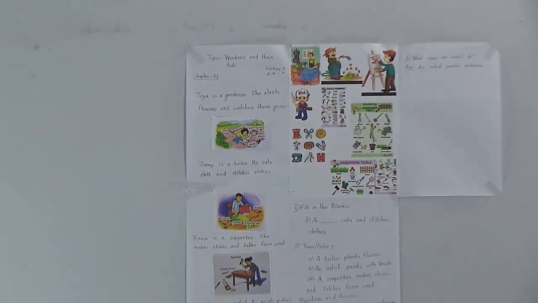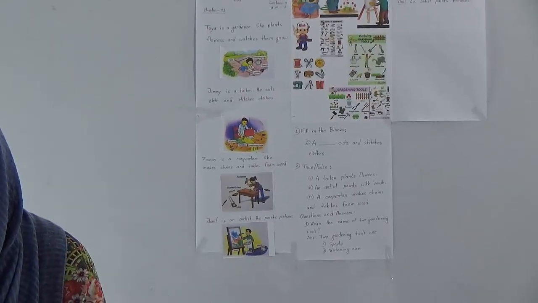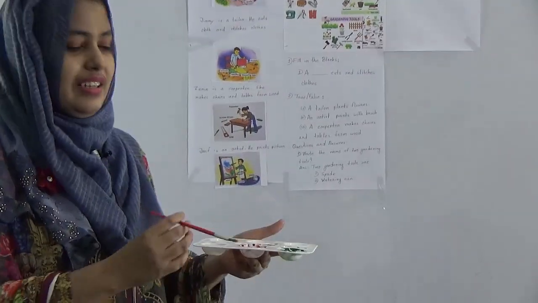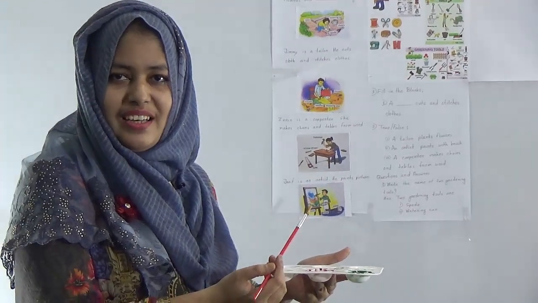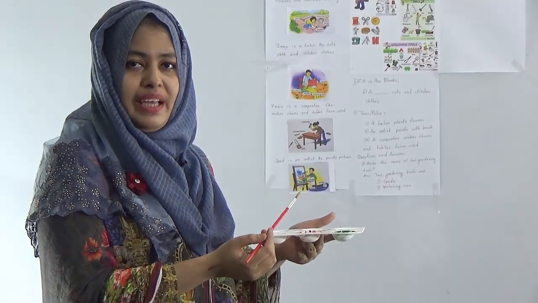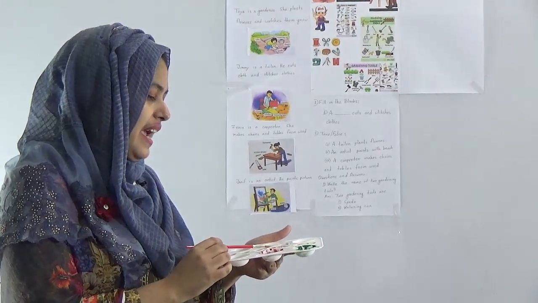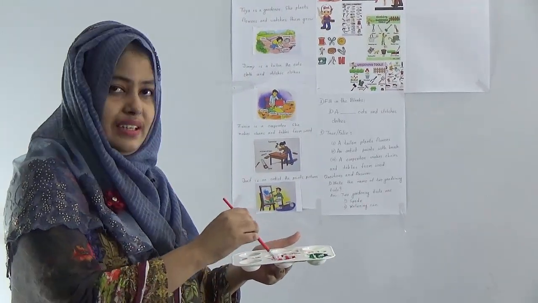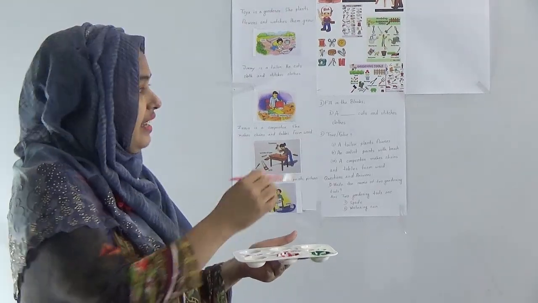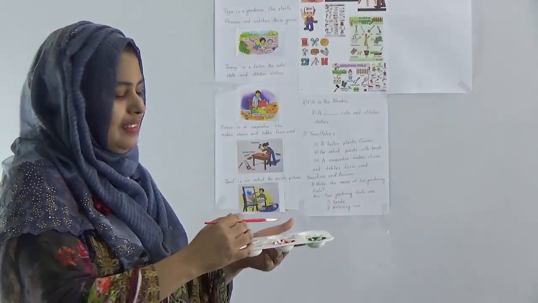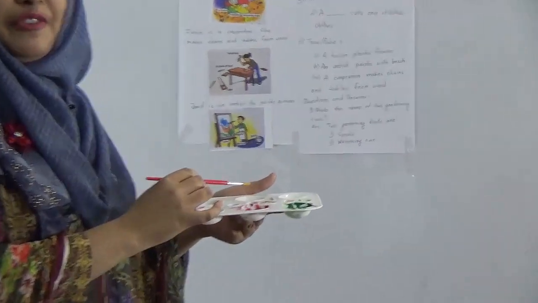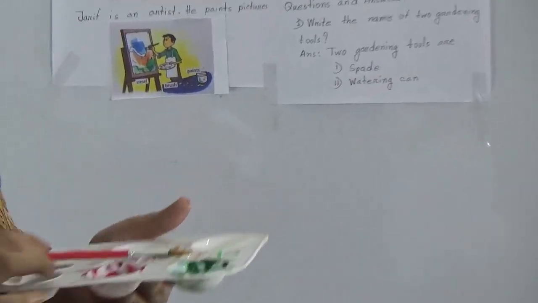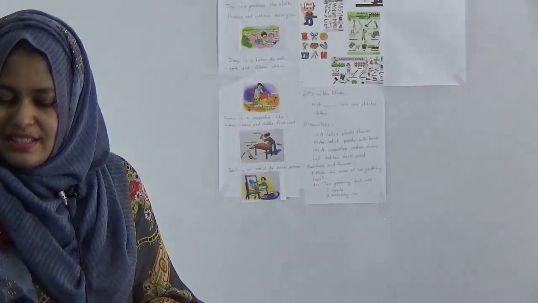And I have other tools here. You can see here is a painting brush. A painter paints with this brush and here is an art tray. They mix their colors here and they paint. They make beautiful paintings for us. Okay, so let's start today's class.